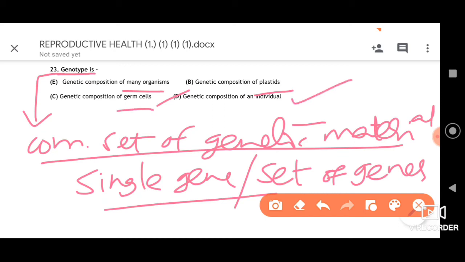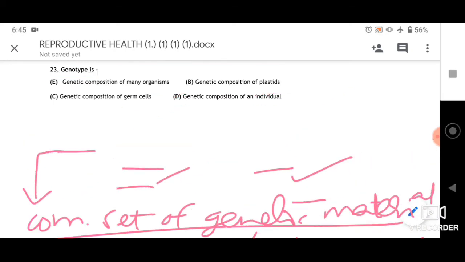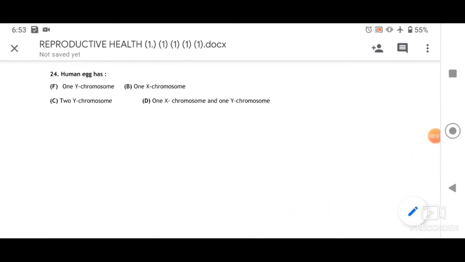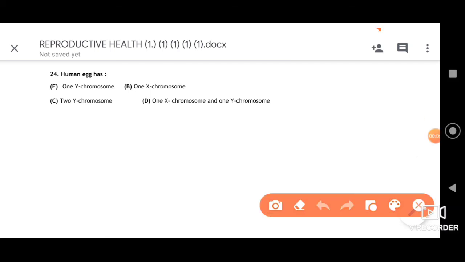So the right answer is option D, my dear friends. Next question is: a human egg has, one Y chromosome, one X chromosome, two Y chromosomes, or one X chromosome and Y chromosome are the given options.